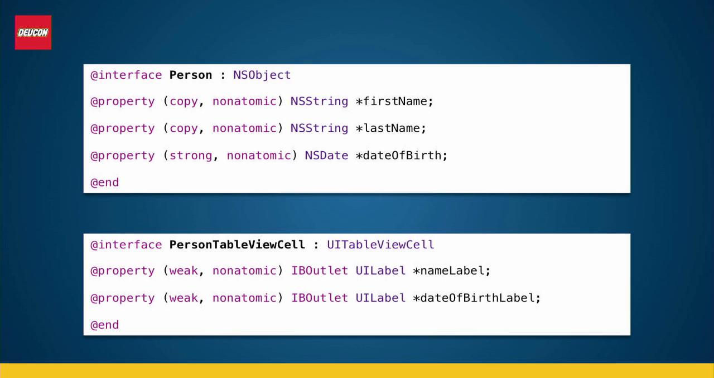Another way is we can delegate the entire configuration of what that model object looks like in the view object to the data source method or some helper method in the same class that conforms to the UITableViewDataSource protocol.